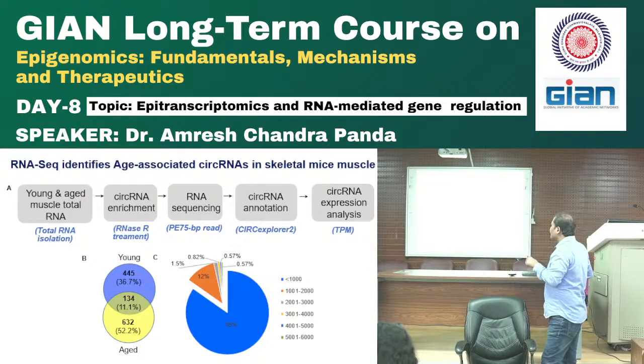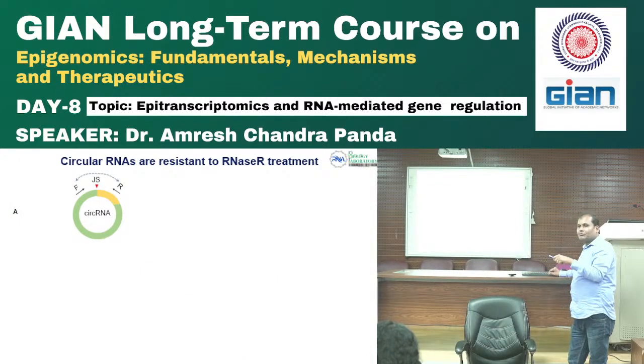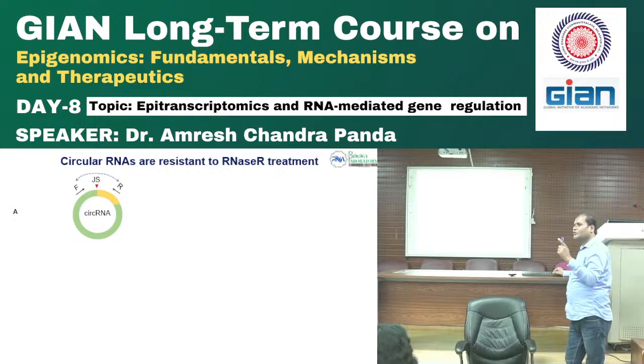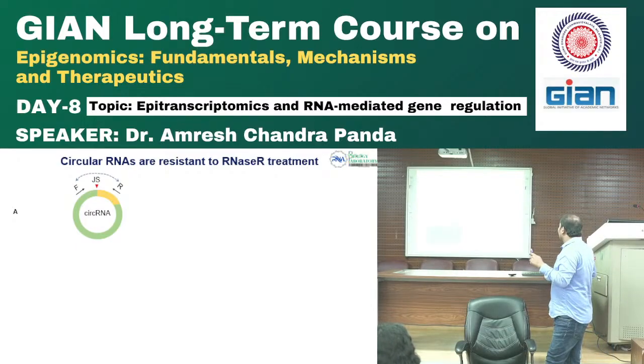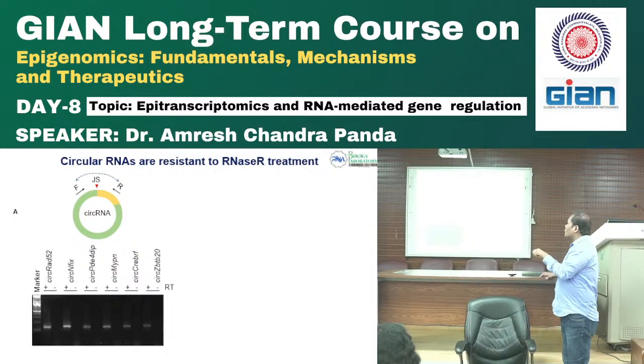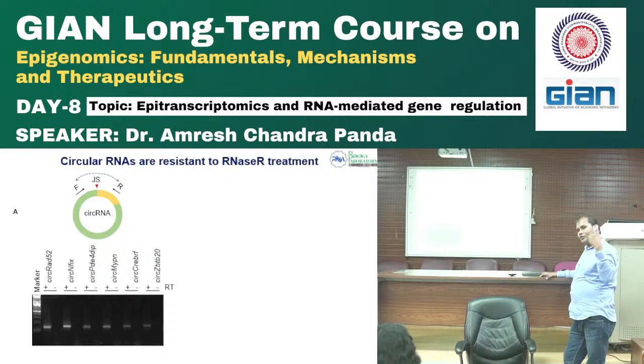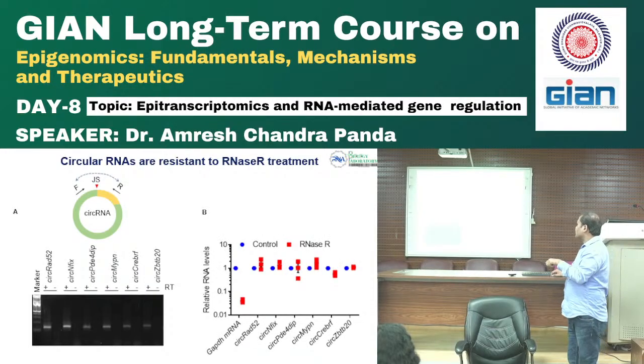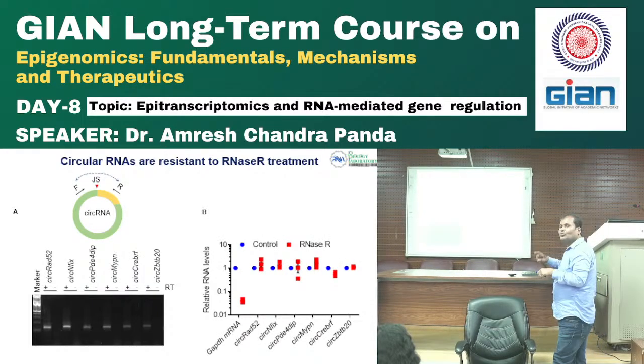And then how do you validate them? By divergent primers, right? So you put two primers facing outwards on the linear RNA, but they face inwards when you talk about the circRNA. And then you do the PCR, get the PCR product, and then do Sanger sequencing to validate if you are getting the junction sequence like the last one I described.